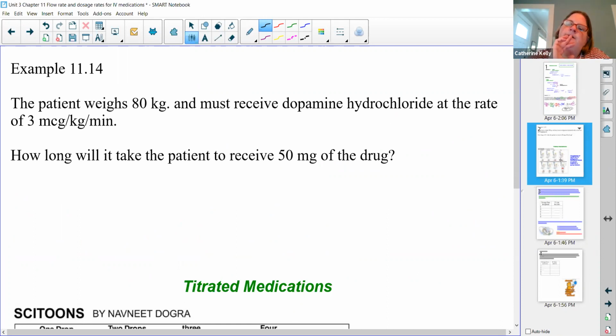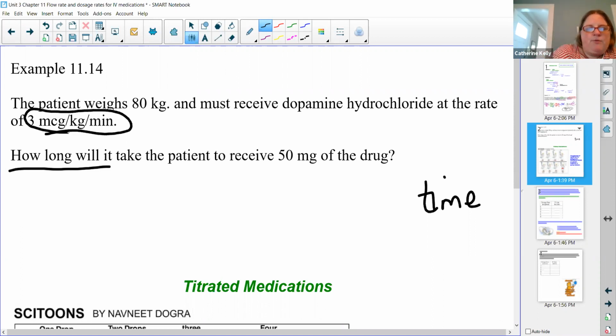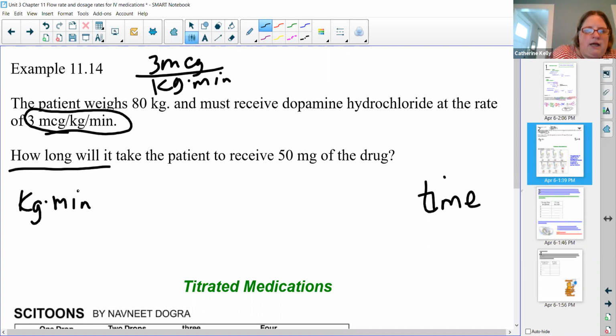Well, I'm looking for a time. How long? So the time will be on top with nothing in the bottom. If I look at this, the only time that I see is 3 micrograms per kilogram minute. But I need that minute on top, so I'm going to flip that fraction. So per every kilogram minute, I need 3 micrograms.